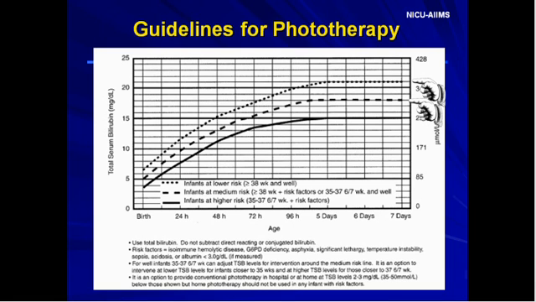The risk factors include isoimmune hemolytic disease, G6PD deficiency, significant lethargy, temperature instability, sepsis, acidosis or hypoalbuminemia if albumin is measured, which is defined as an albumin less than 3 grams per deciliter. The lower line is followed for the sick babies and babies with risk factors as mentioned in the chart born between 35 and 37 completed weeks of gestation.